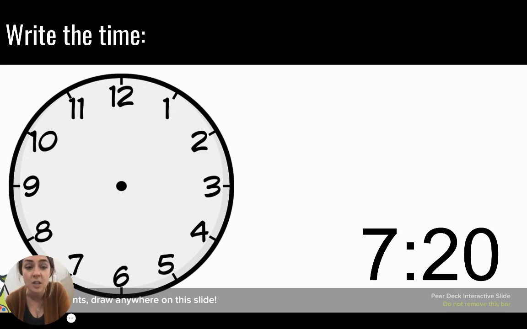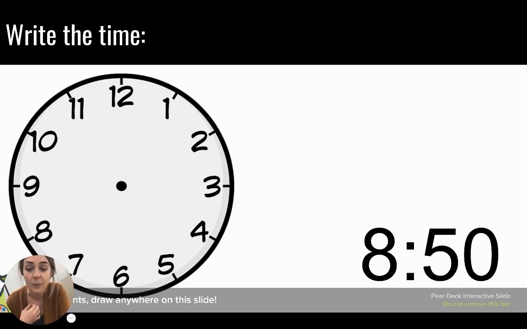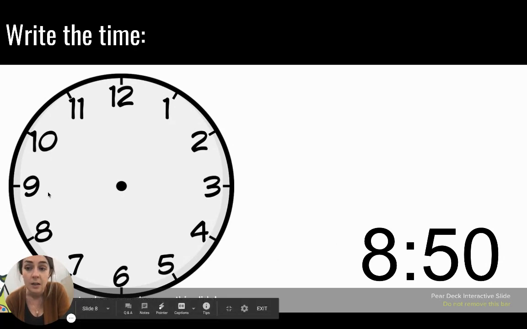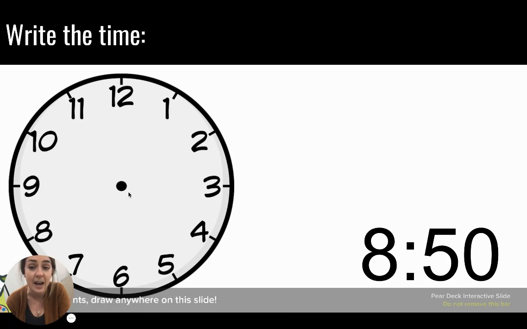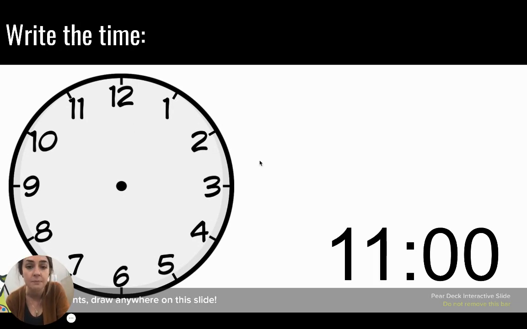So you're going to draw the hands on the clock for 7:20, 8:50. Now if it's 8:50, that means that it's going to be closer to 9, the hour hand. So I would put the hour hand like right here. Not quite to the 9, but definitely not at 8 because 8:50 means it's almost 9. So it's going to be closer to the 9. Then 11 o'clock. And then that will be the end of your slide.